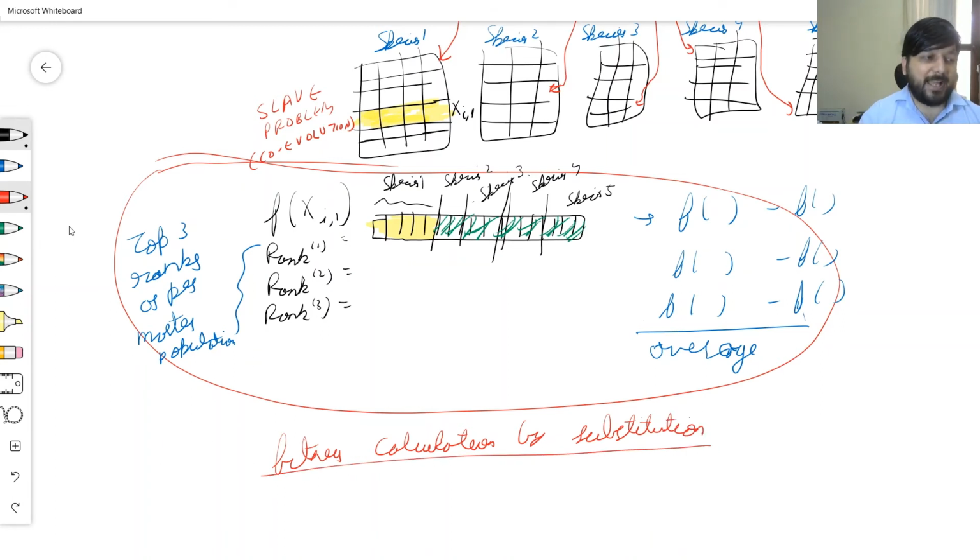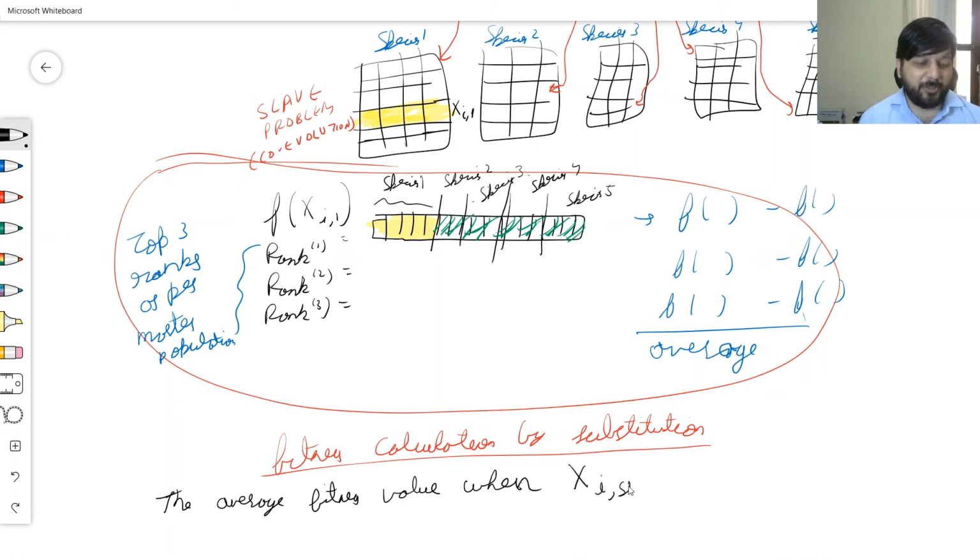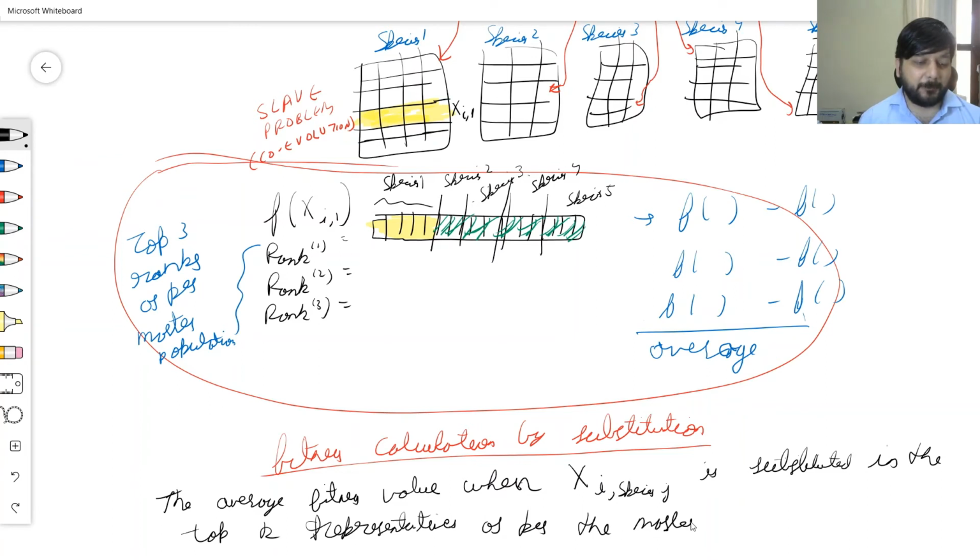So this is defined as the average fitness value when individual I for species J is substituted in the top K representatives as per the master population.